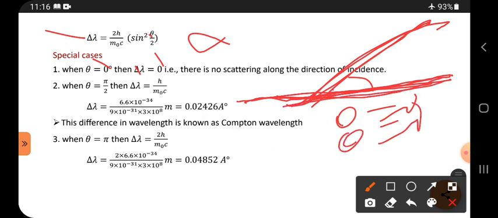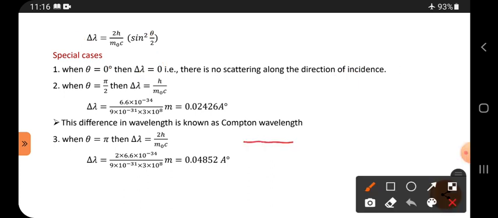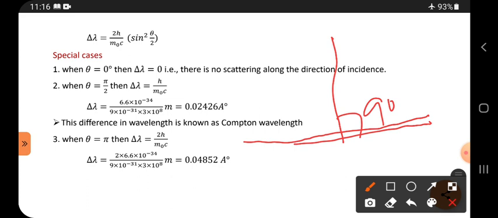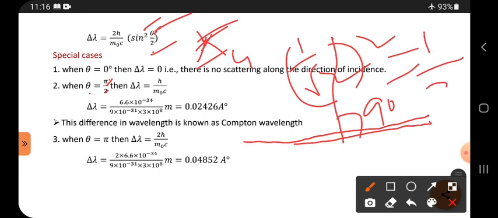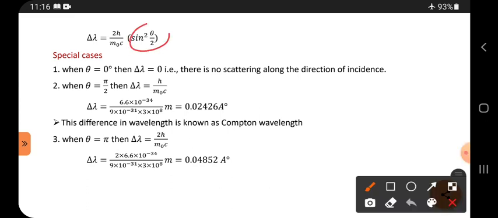Now if the theta value is 90, theta value 90 means what? The incident direction is this one. If the photon is scattered exactly like this, then how much angle is here? 90 degrees. Substitute 90 in the place of theta, with the by 2 already there. Theta value pi by 2, so pi by 2 by 2 is pi by 4. Sin pi by 4 is how much? 1 by root 2. And here sin square is there, so square it. It becomes 1 by 2.